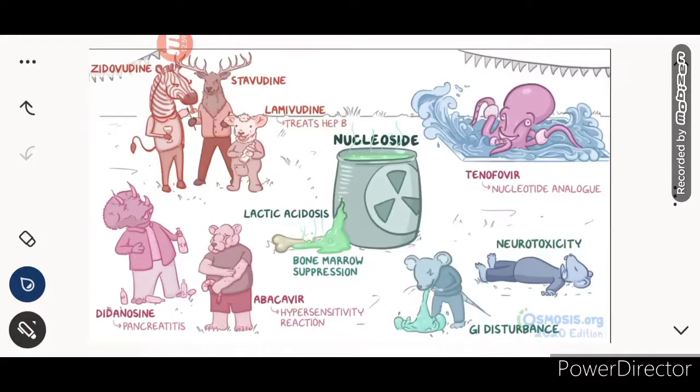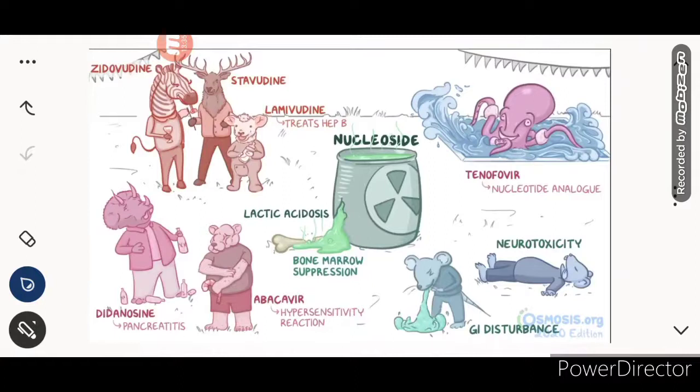A tangled octopus represents tenofovir, that is a nucleotide analog. Okay, the nucleotide analog is represented by the waves and the tides, represented by the octopus. There is also a dinosaur. Okay, it has drunk so much, so it represents didanosine, whose side effect is pancreatitis. Okay, and a bear represents abacavir, and it has a rash-like condition representing the hypersensitivity reaction as a side effect.